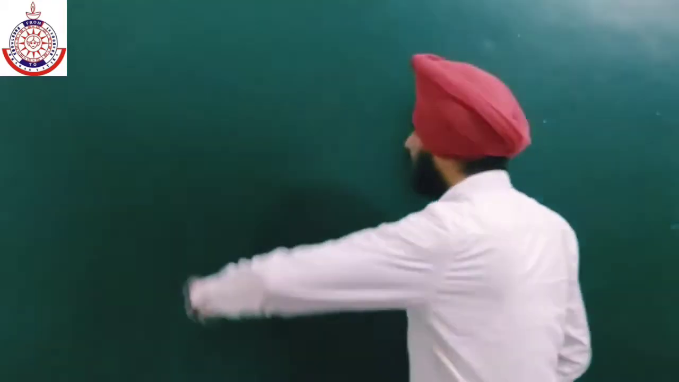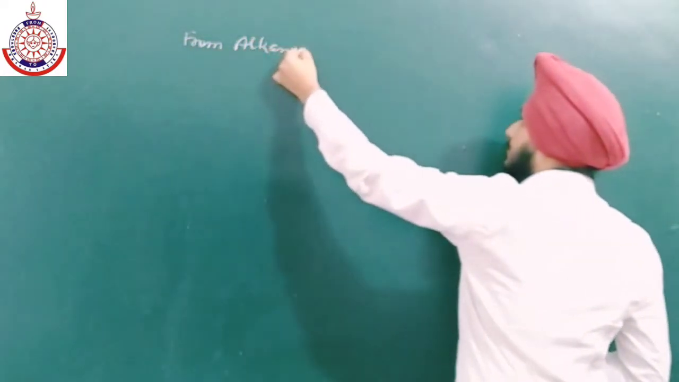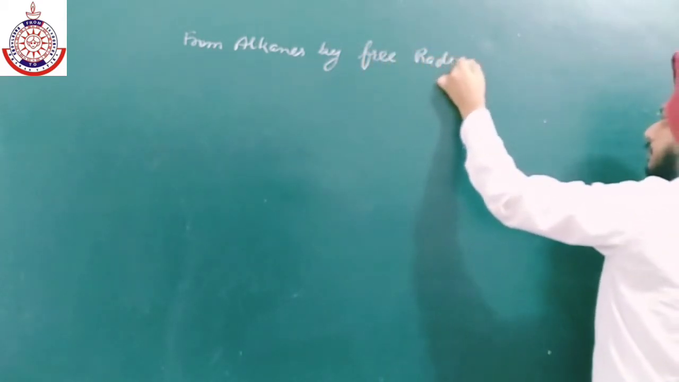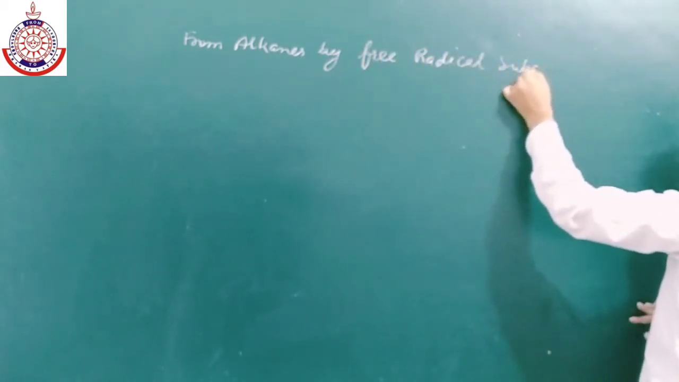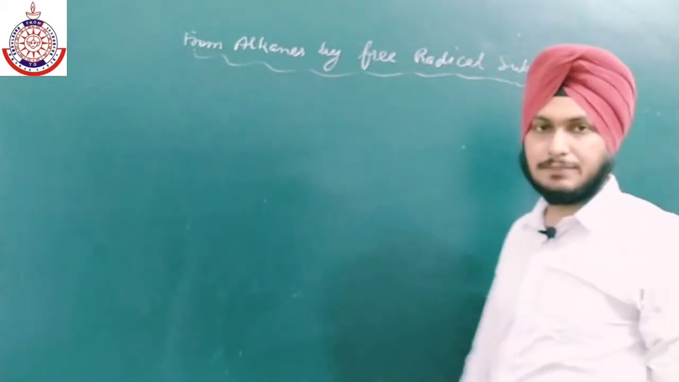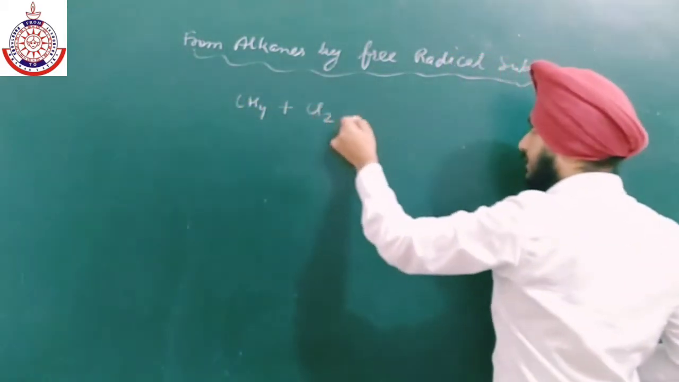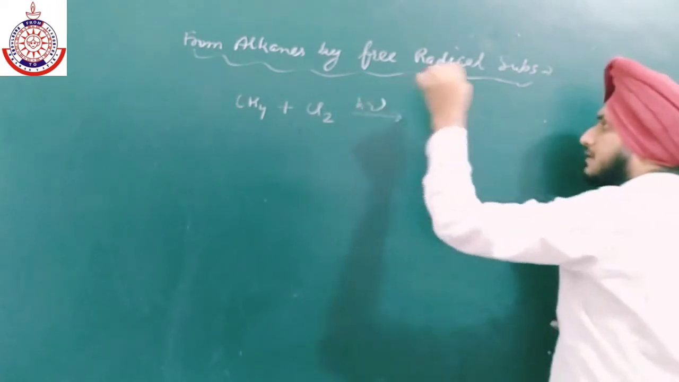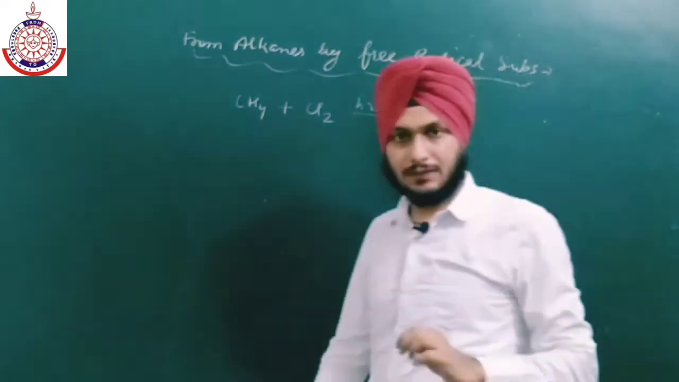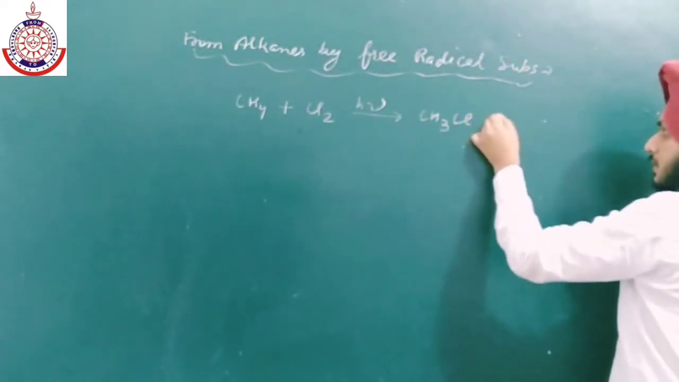So next we have haloalkanes from alkanes by free radical substitution. This time we have substitution. We have already discussed free radical addition. So I am taking the simplest alkane, methane, and we have to react it with, let's say, chlorine. This reaction takes place in the presence of sunlight at high temperature, near about 600 to 700 Kelvin. One hydrogen is replaced in each step.